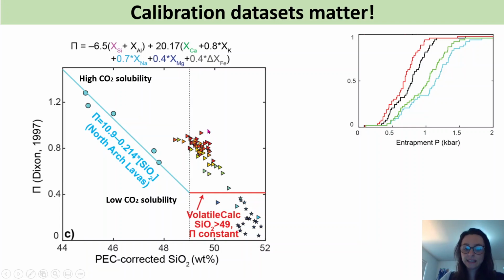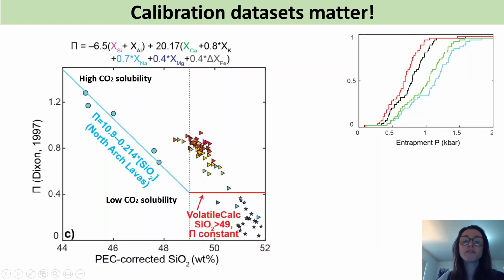Now what we see is that these triangular melt inclusions are ones which have undergone a lot of post-entrapment crystallization. They almost all have more than 49 weight % silica, so volatile calc is assuming that their Pi value is constant. Whereas in reality, they actually have high and variable Pi values as the amount of PEC decreases. So basically as the initial magnesium content decreases, their Pi values drop, and yet we're assuming it's constant.